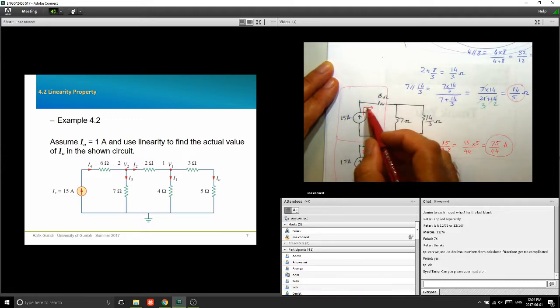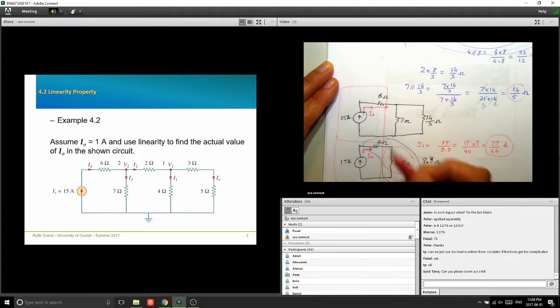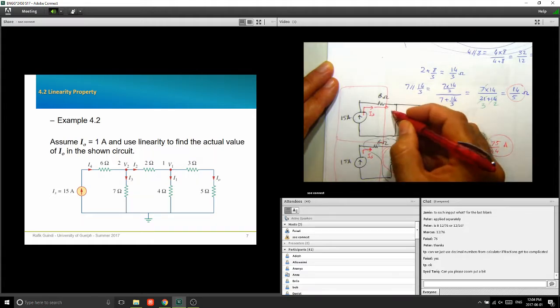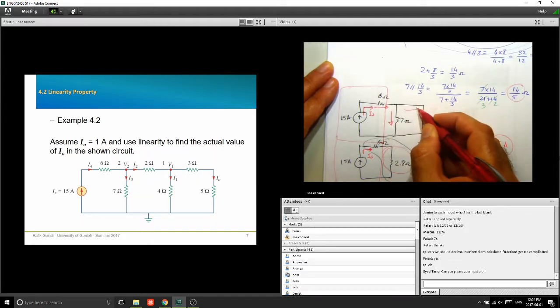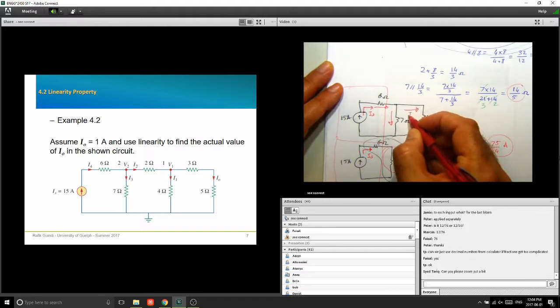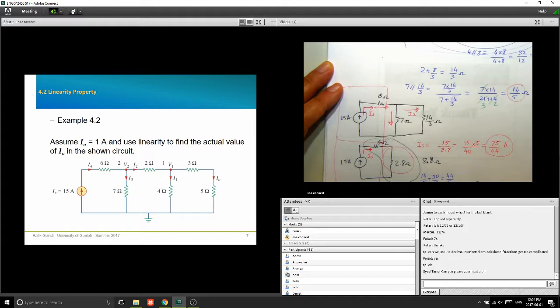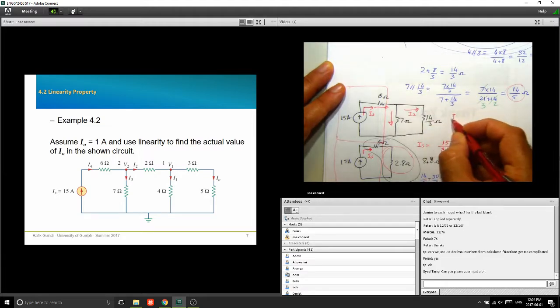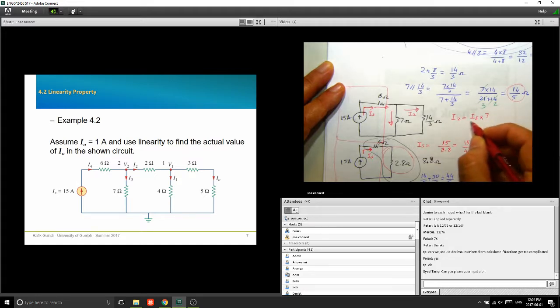Now what do I need to do? If I have this current IS, then I can do a current division. And then I can say, oh, I can find a current here and a current there. So let's find the second one. This current here, I'm going to call it I2, for example. Now the current I2 would be IS times 7/(7 plus 14/3), right? Current division. And so you would be going backwards, finding the current I2.